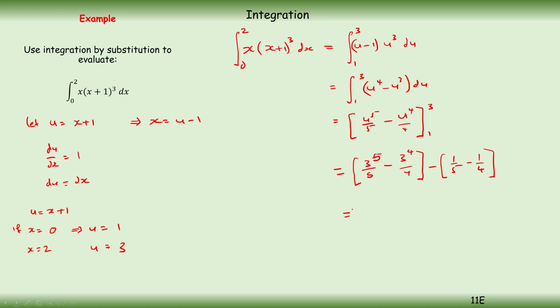Working it out, should get 48.4 minus 20, which is equal to 28.4. Okay. Hit pause. Copy that example down. Because it's our only definite integral example, let's have a look at one more quickly.